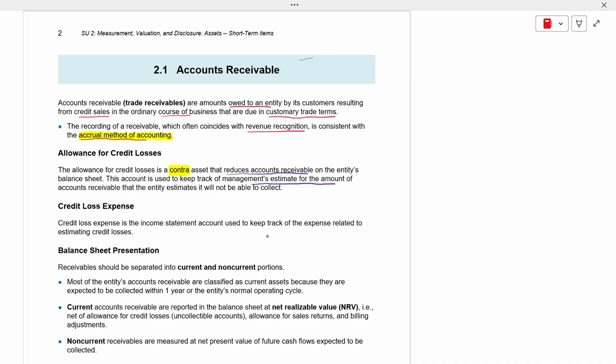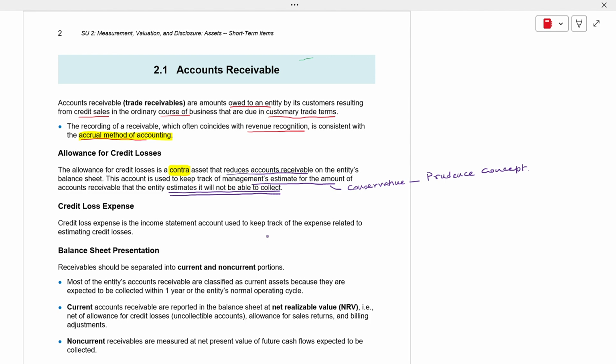When we talk about being conservative, we use the word prudence concept. We will not overestimate, we will try to make correct projections. This account is used to keep track of management's estimate of the amount of receivables that the entity estimates it will not be able to collect, that is non-recoverable.